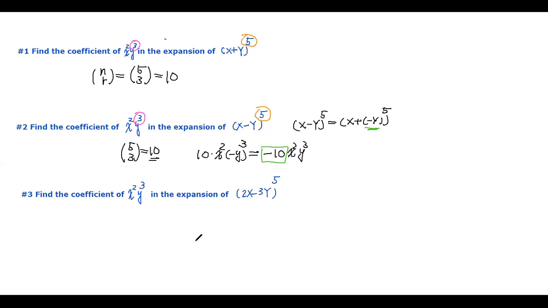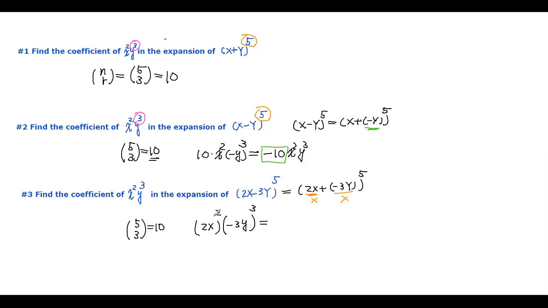Okay, let's take a look at this one. This one is 2x minus 3y to the 5th power. The same way, I know my coefficient here has to be 5 choose 3, like we did, so it's a 10. But now you can rewrite this as 2x plus negative 3y to the 5th. This is your x, this is your y. So the x squared y cubed term will be 2x squared, and then negative 3y to the cube, correct?